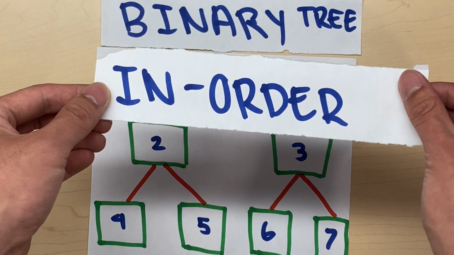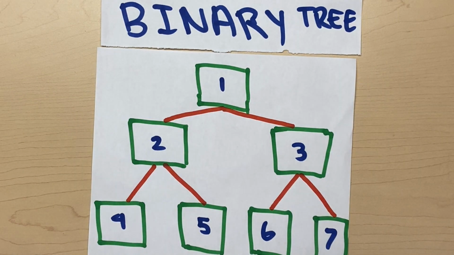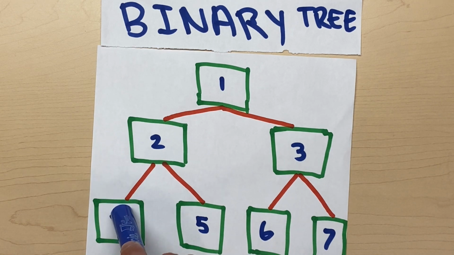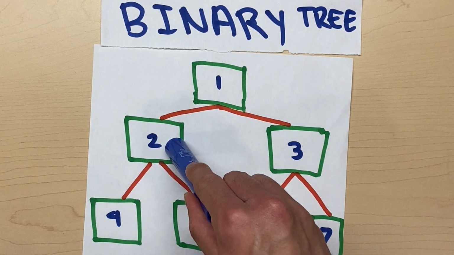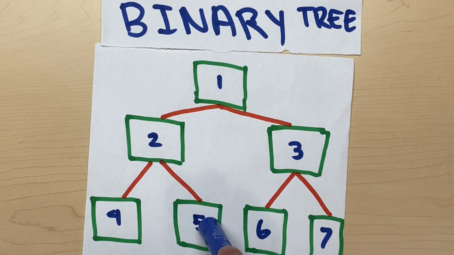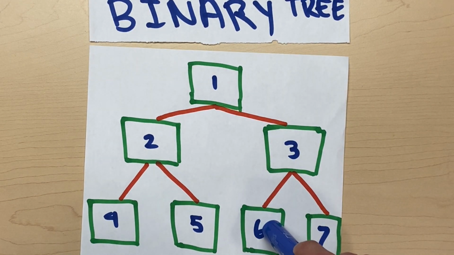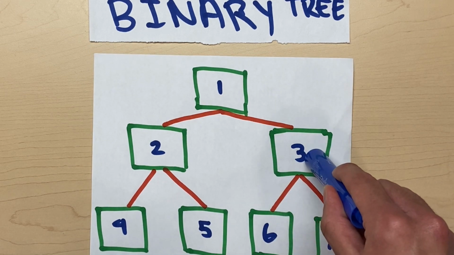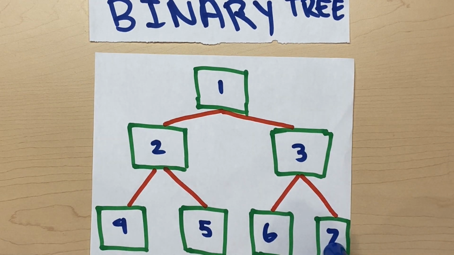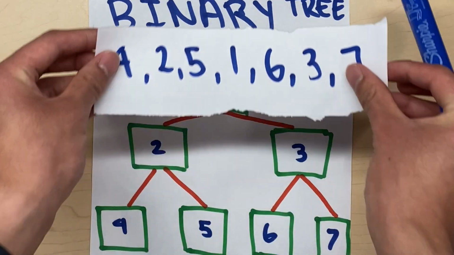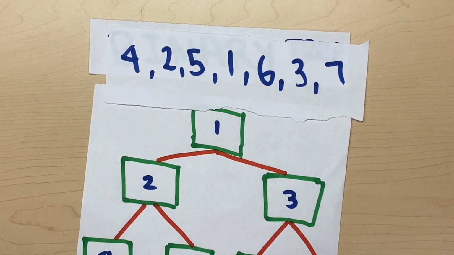The first one is called in order. For the in order traversal, we're trying to visit the left subnode first. First we start at 4, then we go up to the root 2, and we visit the right, which is 5. And we go upward to 1, and then 6, 3, and then 7. So that's our order for in order.